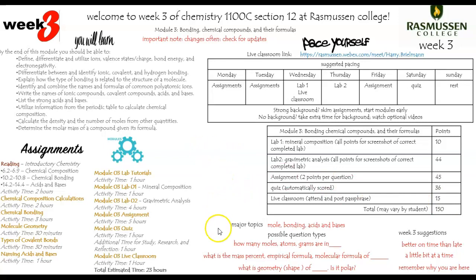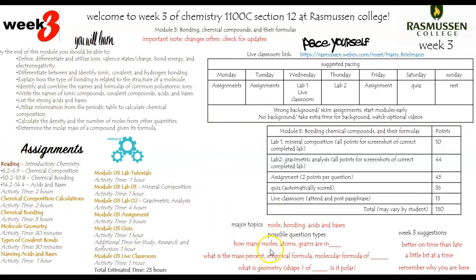All right, so the major topics we'll be learning for this unit are all sorts of things about the mole. We'll talk about that. Chemical bonding, as well as a very brief introduction to acids and bases. The quiz is worth 36 points, and you can expect the following types of questions, in addition to anything being fair game for all these topics.